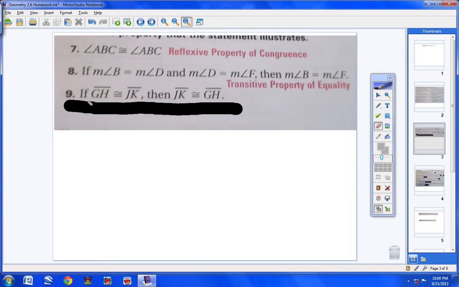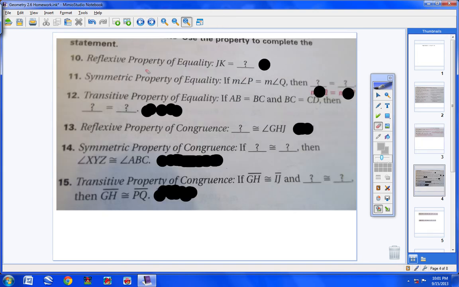Okay, number 9, if GH is congruent to JK, then JK is congruent to GH. Now, they simply swapped places. GH congruent to JK, JK congruent to GH. So that's definitely going to be your symmetric property. However, notice it would not be equality, it would be congruence because we have congruent symbols. So we are looking at the symmetric property of congruence, and that takes care of numbers 7, 8, and 9. Okay, let's take a look at numbers 10 through 15.